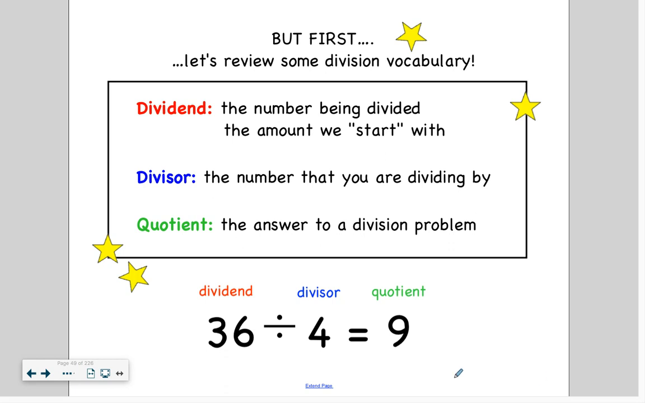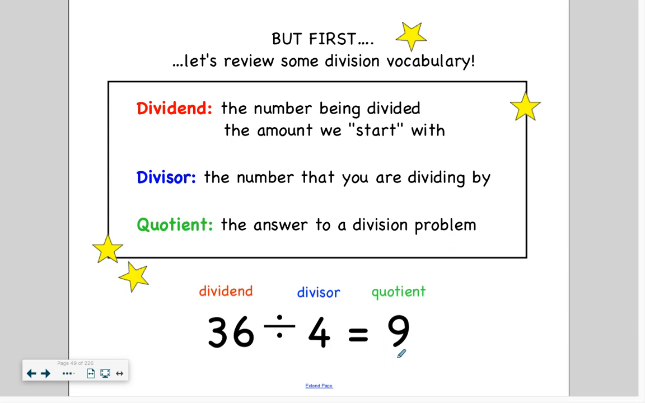So in our equation, 36 divided by 4 equals 9, the dividend is 36. We're starting with 36 objects. The divisor is the number that you are dividing by. 4 is the divisor in this case. So we have 36 objects that we are either dividing into groups of 4, or we have 36 objects that we're dividing among 4 groups.